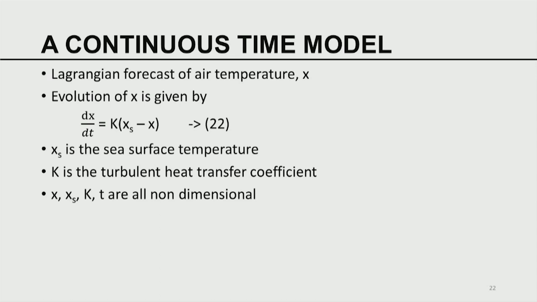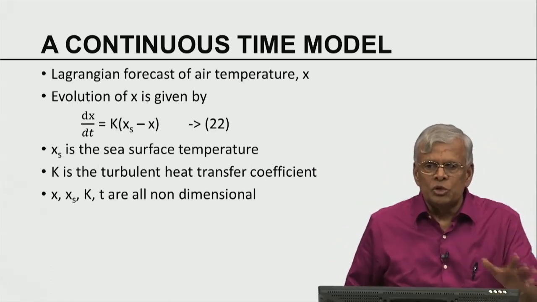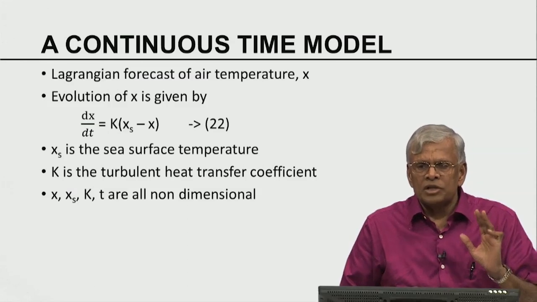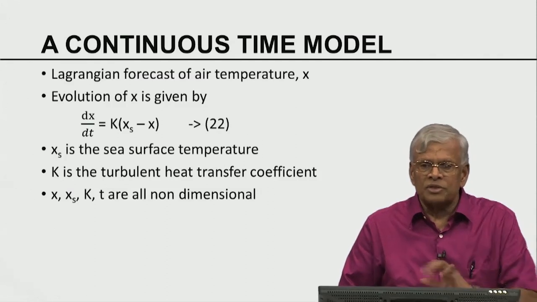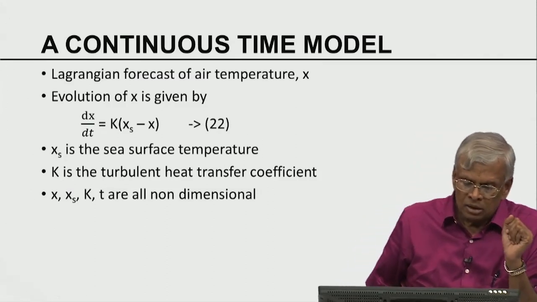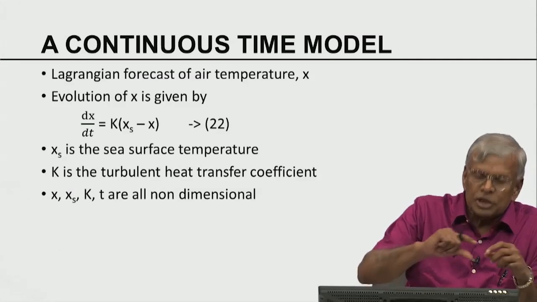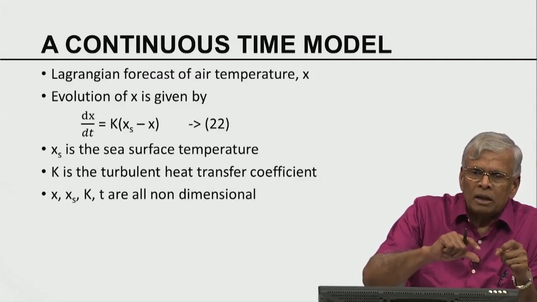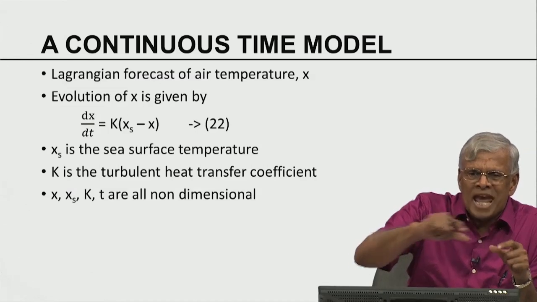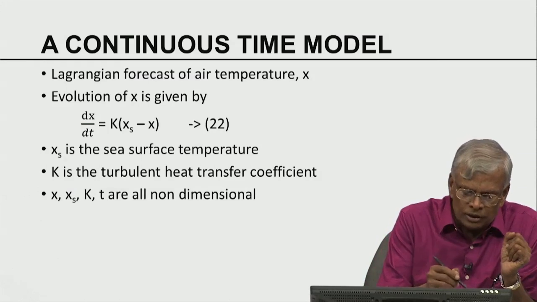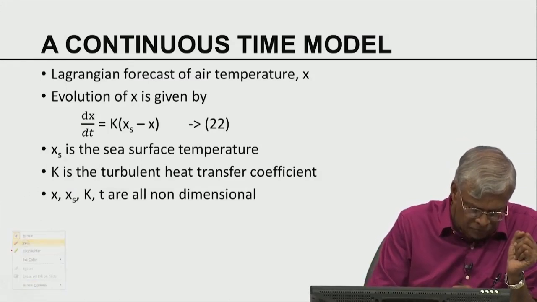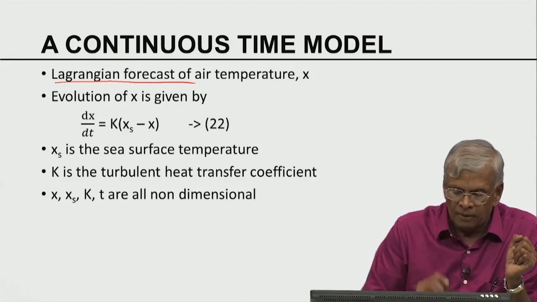We can also talk about continuous time versions. We simply, for the sake of simplicity, used the discrete time version. Now, I am going to present a quick example of the forward sensitivity method using a continuous time model. This is a model that describes the motion of cold air over a hot ocean. So this is called the Lagrangian forecast in meteorological circles.